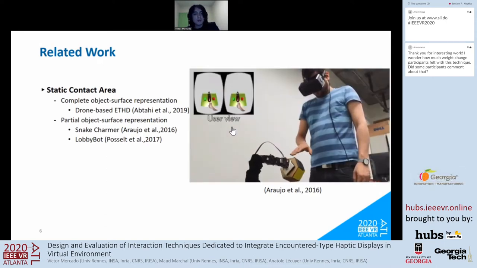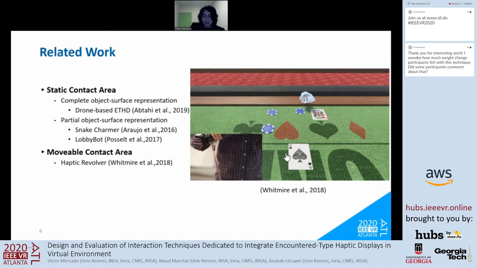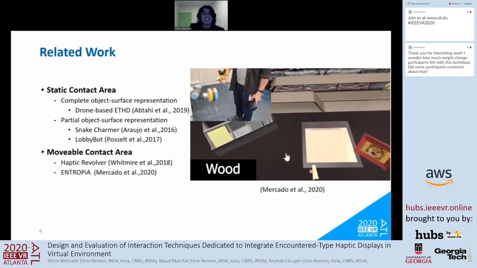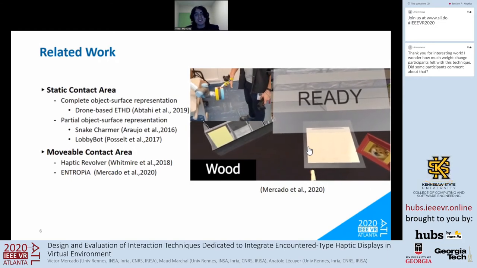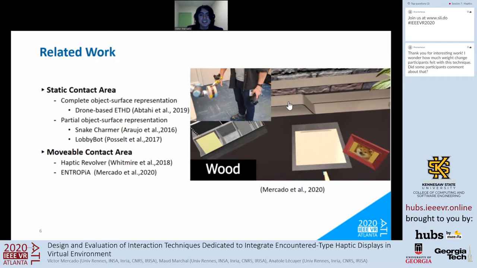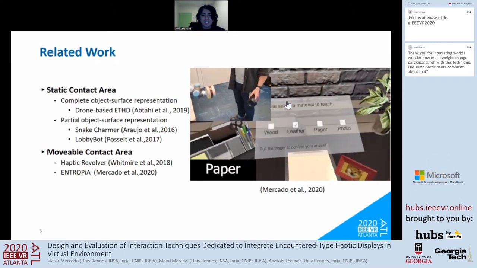But we also have movable contact area, as in the case of the Haptic Revolver by Whitmer et al. And also in a previous work that was presented like 4 hours ago, Entropia, which is basically the same rotating prop approach, but this time integrated for the ETHDs. So yeah, in case you were interested in watching this, you already missed your chance.